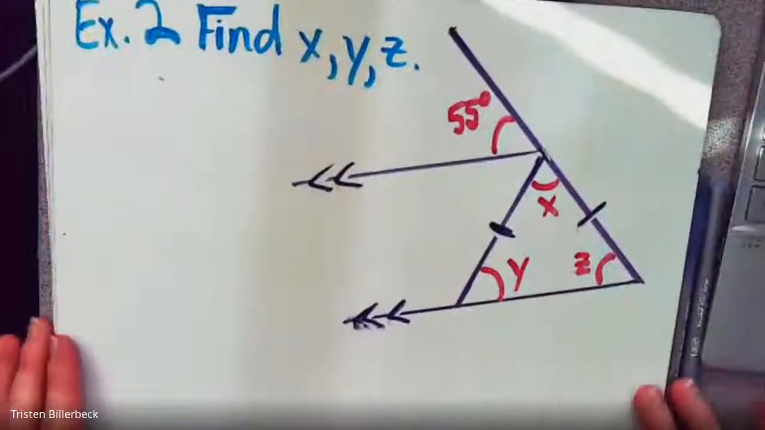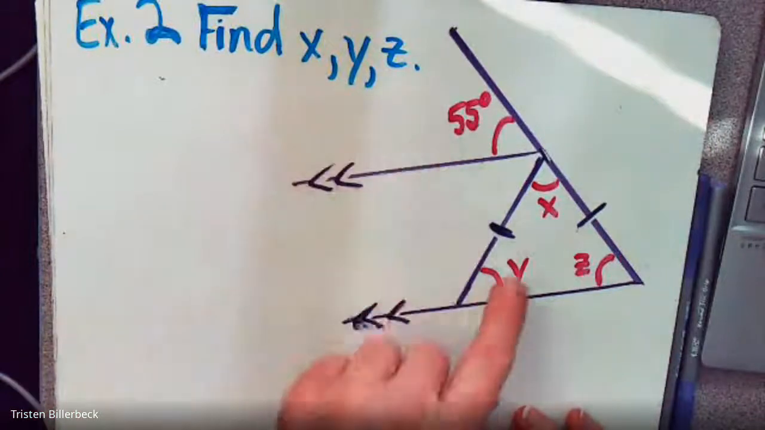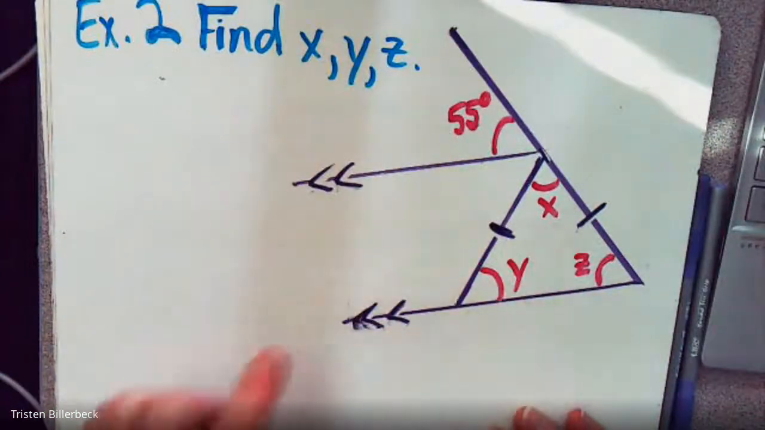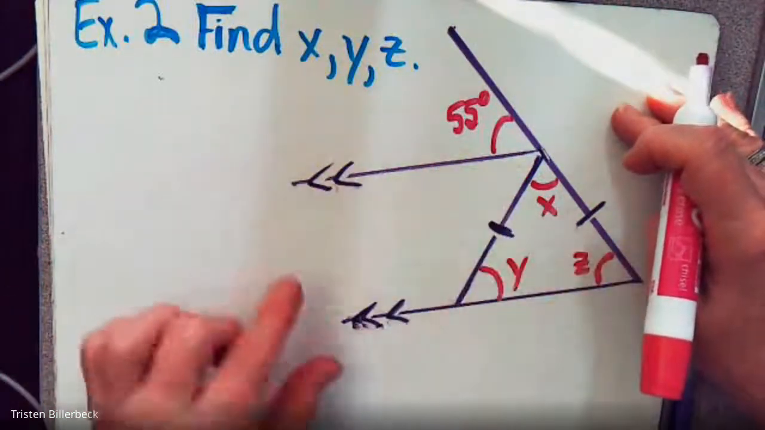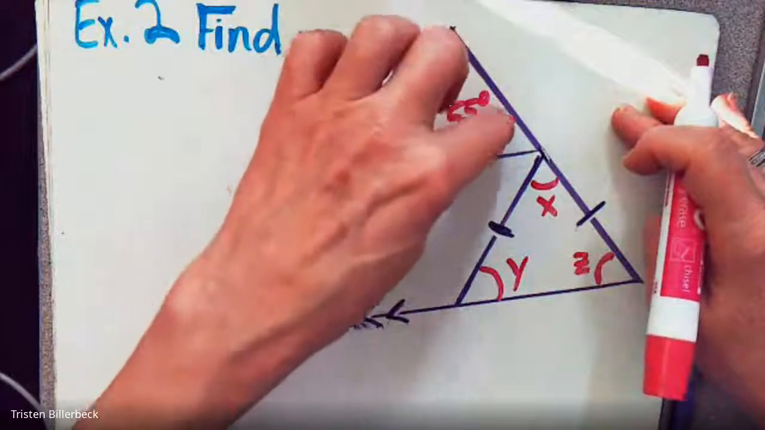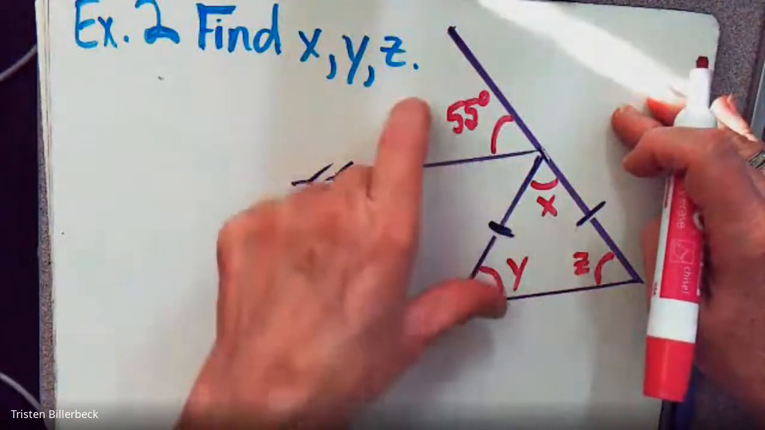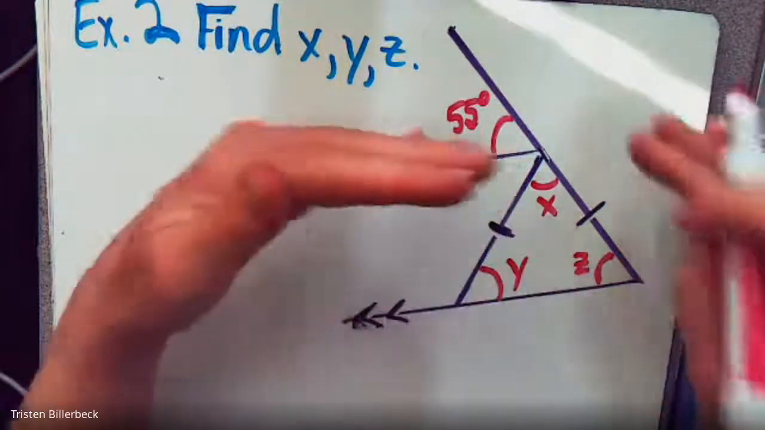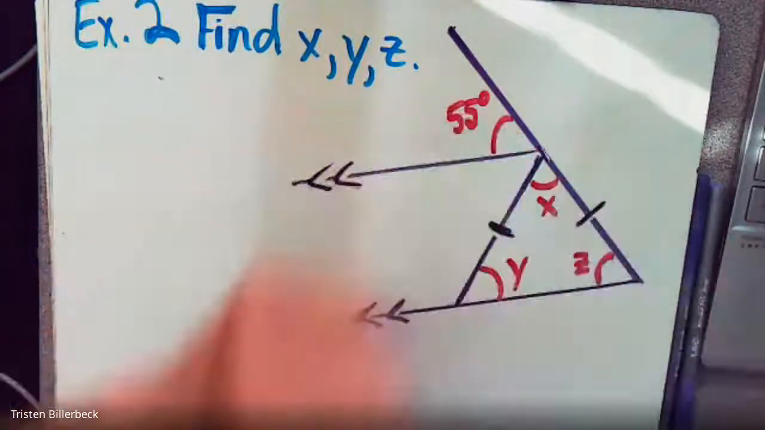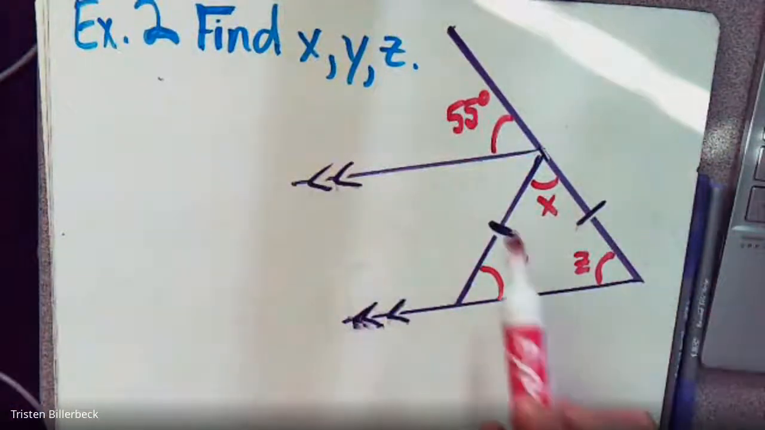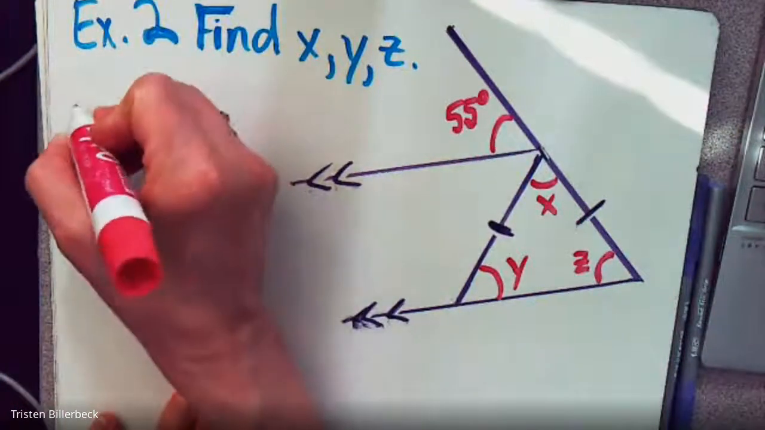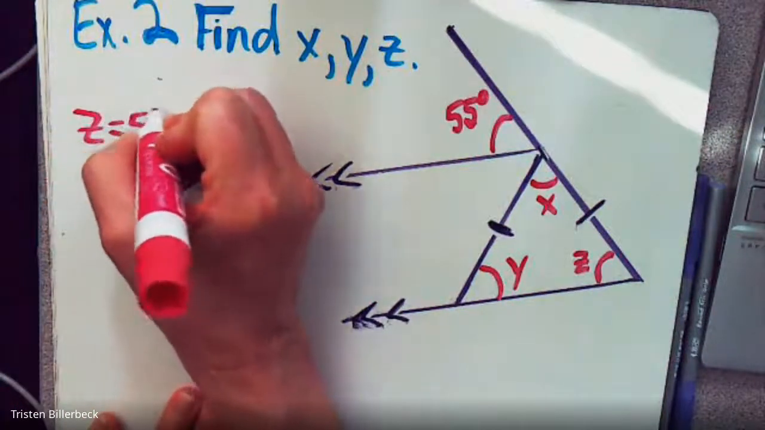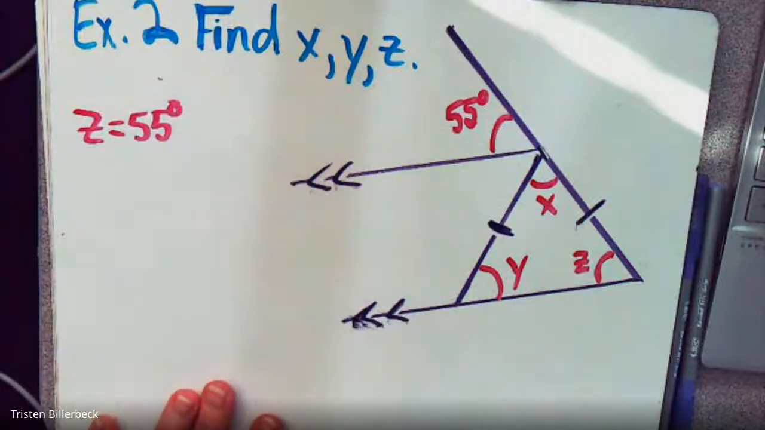All right, let's find x, y, and z. We're only given one angle here, but now we have two parallel lines. This angle and z are corresponding angles because of the two parallel lines, this line and that line. So z equals 55 degrees.